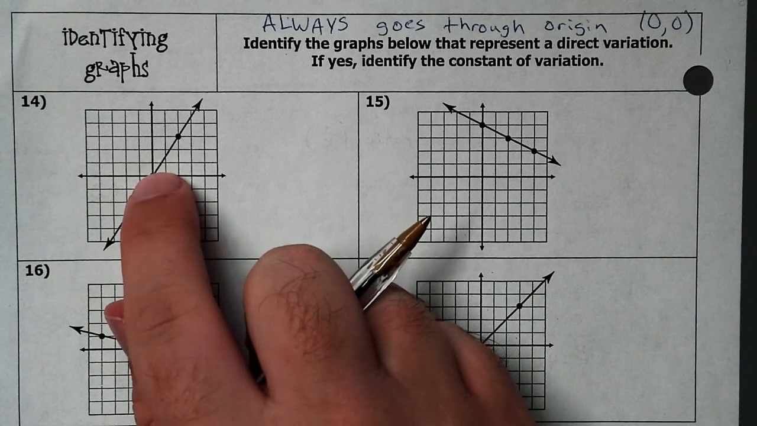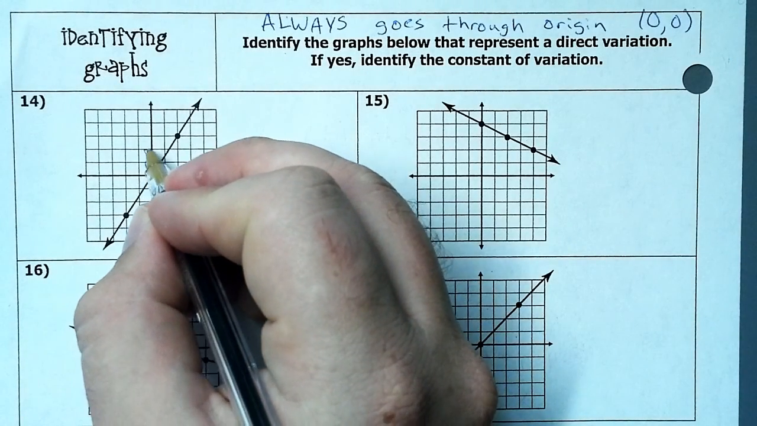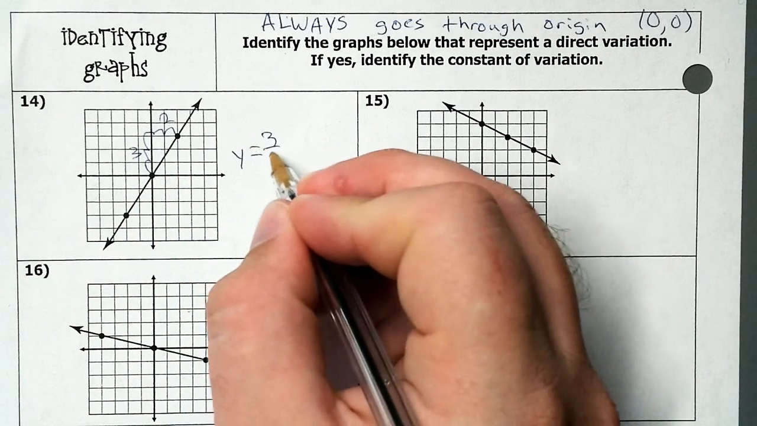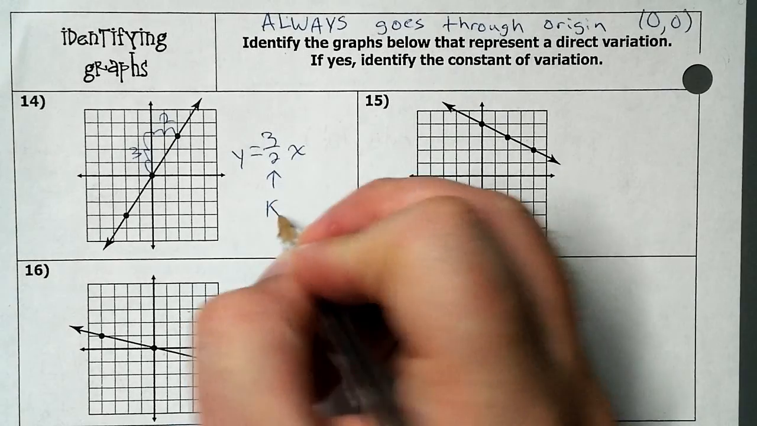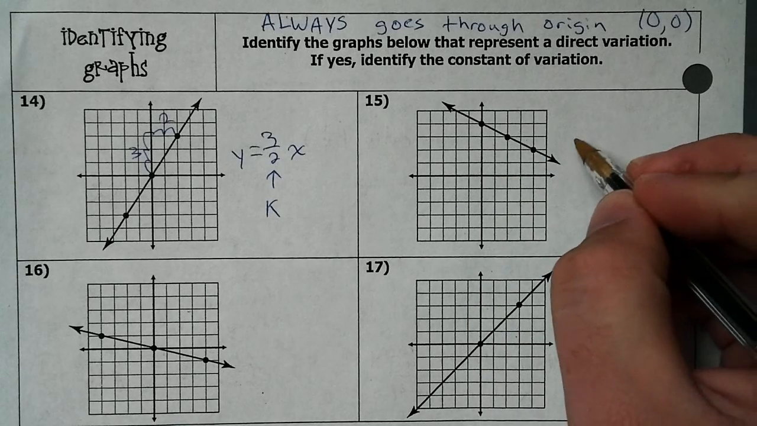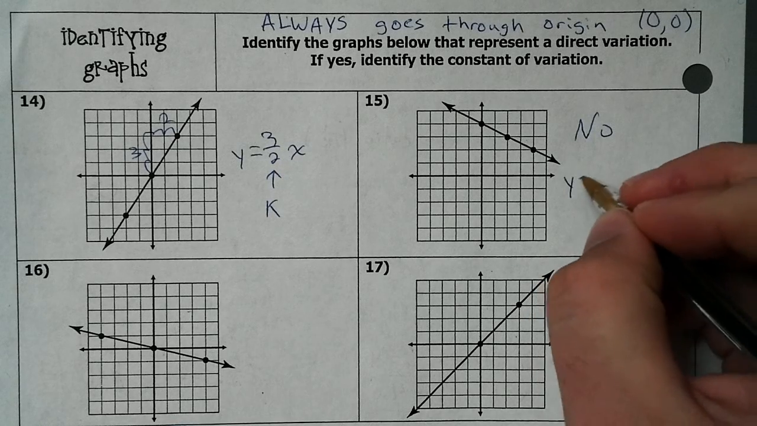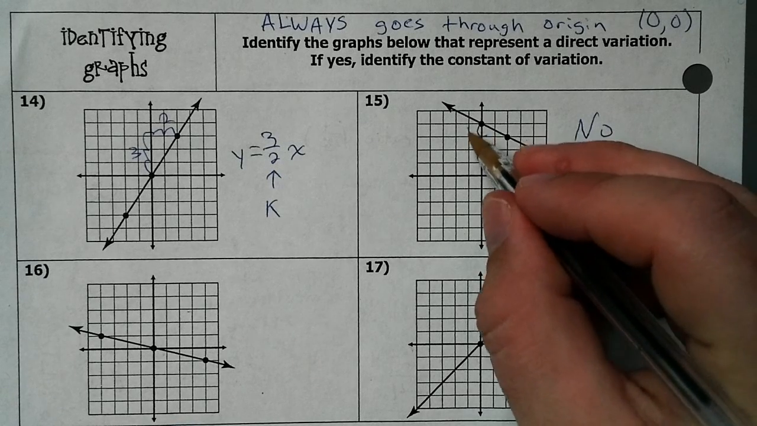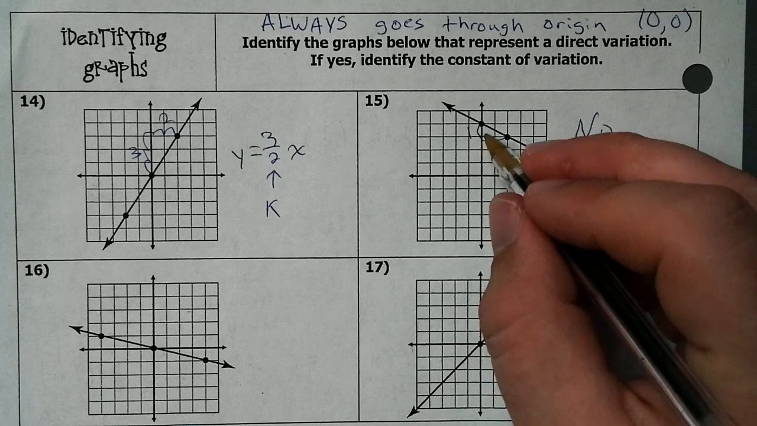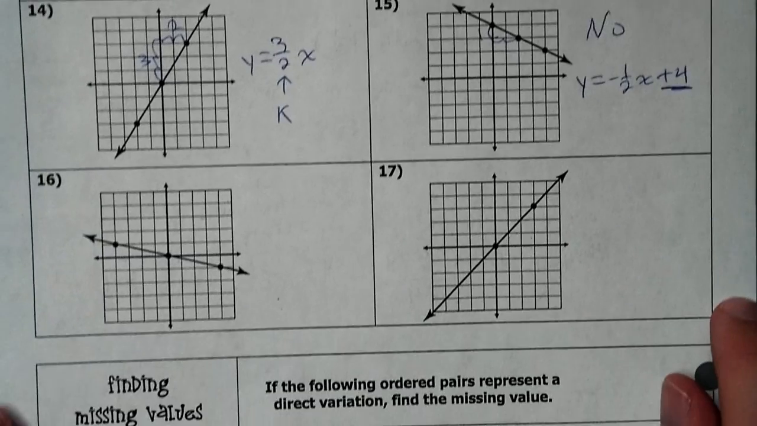So, on number 14, is this direct variation? Does it go through the origin? Yes. What's the slope? 1, 2, 3. 1, 2. So this is y equals 3/2x. And that's our constant. Now on this one, does it go through the origin? No. Not direct variation. Could we get the equation? Yes. We would get y equals, my slope goes down 1 and over 1, 2, so it's negative 1/2 x. But it starts at 1, 2, 3, 4. So it's going to be plus 4. Because of that plus 4, this is not direct variation.